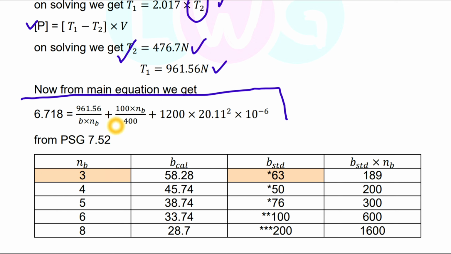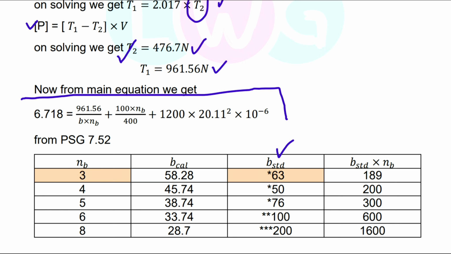So now how will you find this? From PSG, go to PSG page number 7.52. As you go there, you will get one table at the bottom: minimum pulley diameter in mm for a given speed and belting plies. Make this table. This is number of plies, then B calculated, and B standard, and finally B standard into number of plies, we will multiply.